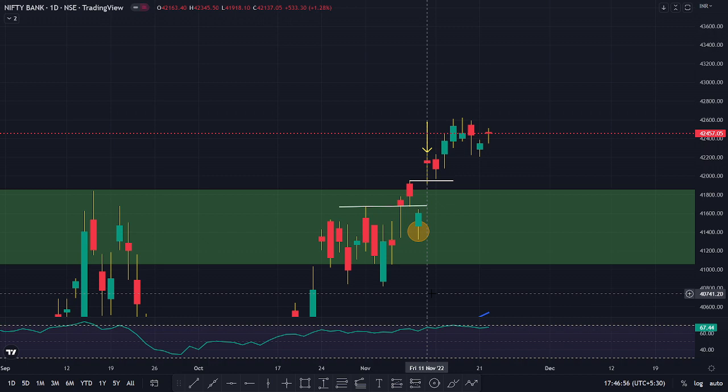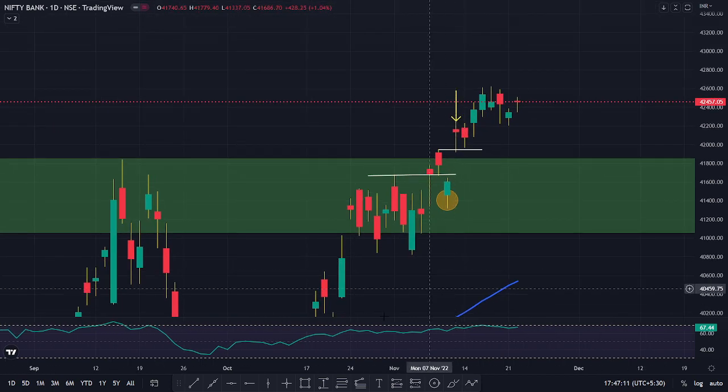Now, this can work maybe 30-40% of the time, but you need other confluences, which is known as price action confluences, in order for you to confirm that the market really is going to hit higher or lower based on the RSI.